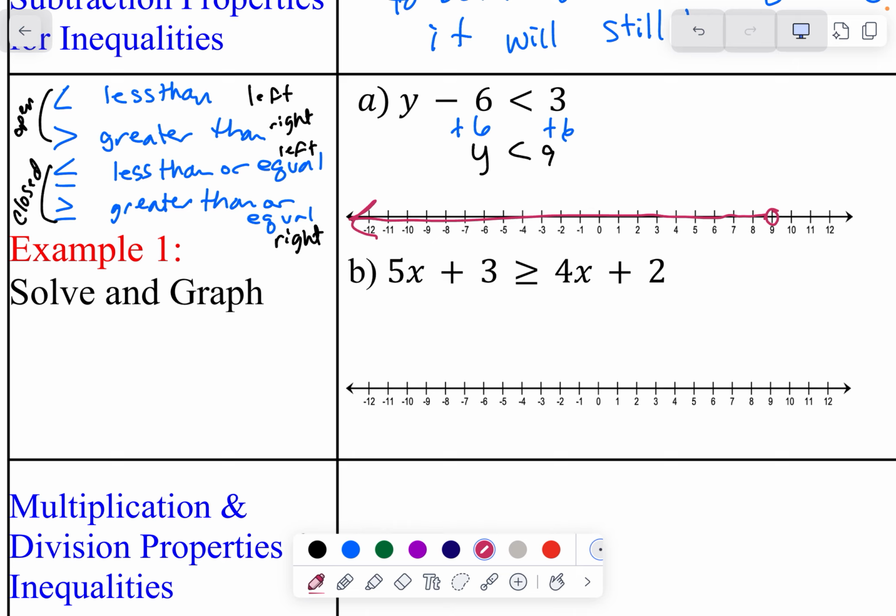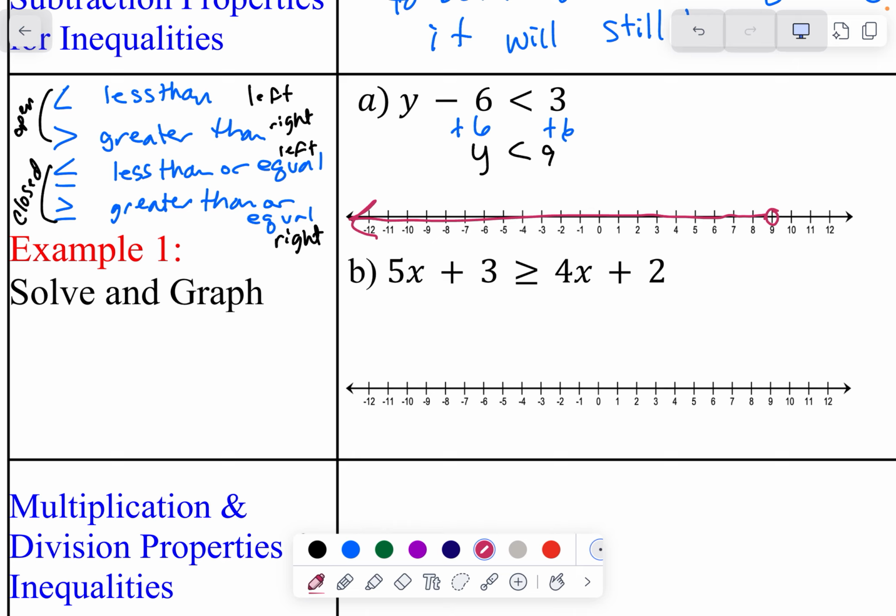So example 1a, you notice, is just a very one-step inequality, like a one-step equation. We don't have to worry too much about the steps. But example 1b, we have a little bit more to go. So if you look at example 1b, we have just more math we have to do to get that one. So that 5x plus 3, that's a greater than or equal to symbol, is greater than or equal to 4x plus 2. So let's go ahead and try example 1b.